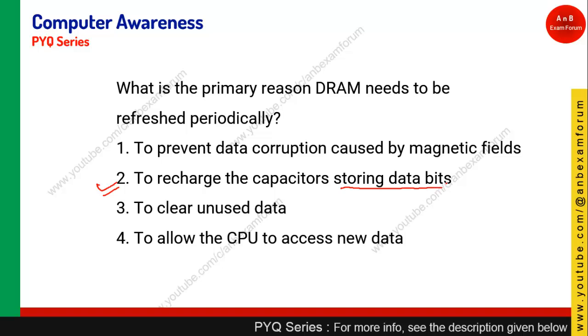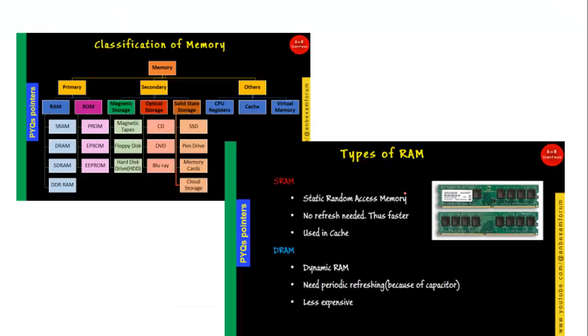Okay, so this is an electronic device, and a capacitor, as you know, can store charge. Based on charge, whether it is charged or discharged, it is going to discharge after some time, so they need to be refreshed periodically to get the stored bit. Okay, so the answer for this question is option 2.